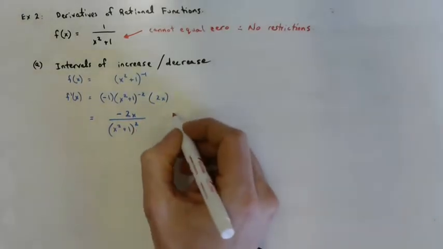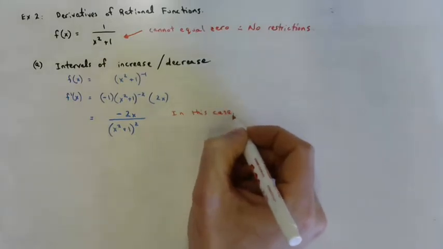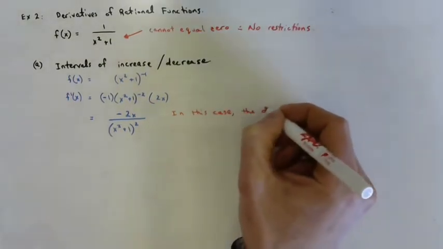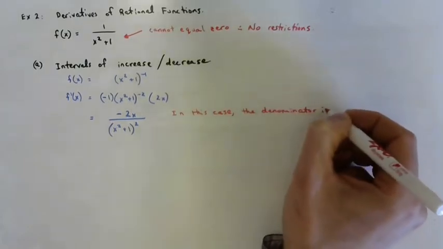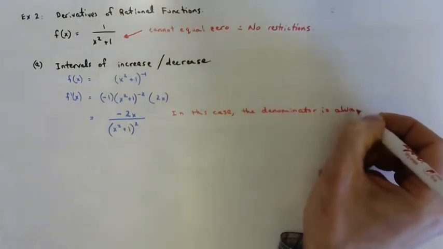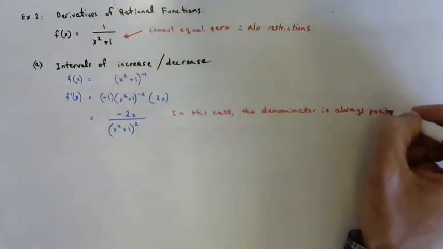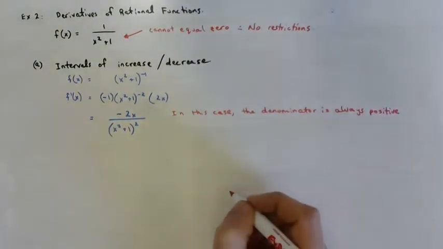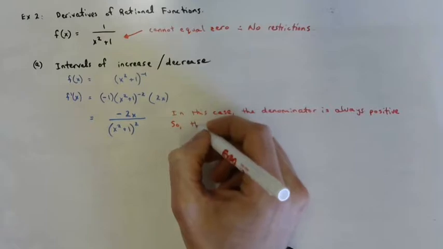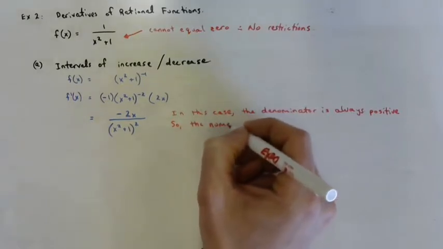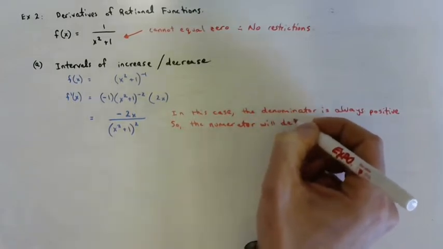In this case, I'm just going to make a little note. In this case, the denominator is always positive. Why is that helpful to know? That means the numerator will determine the sign.